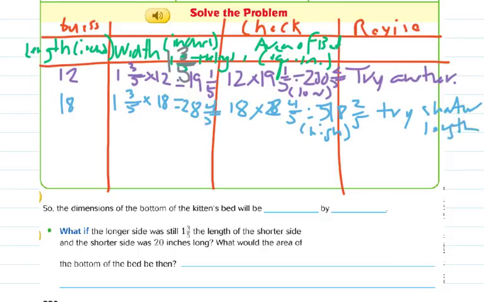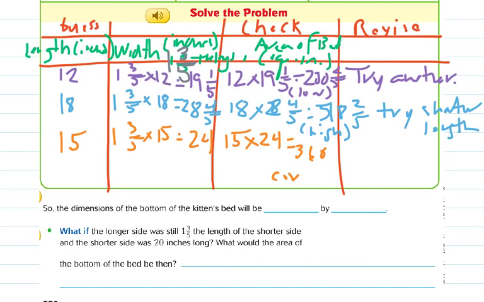So we're going to go on to the last one, and we're going to perhaps pick 15. So if we take 15, we have 1 3/5 times 15, which would give us 24. And then we would take 15, our original length, times 24, our width, and we get 360, which is exactly what we want the square inches in the area of the bed to be. So we know that one's correct. So the dimensions of the bottom of the kitten's bed will be 15 inches by 24 inches.